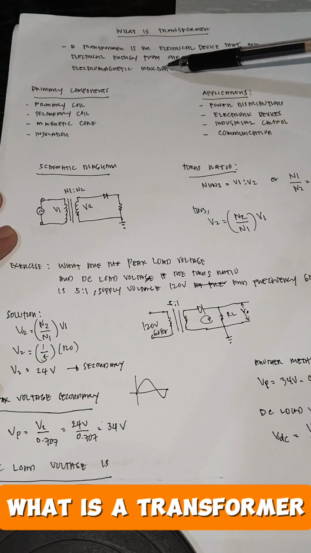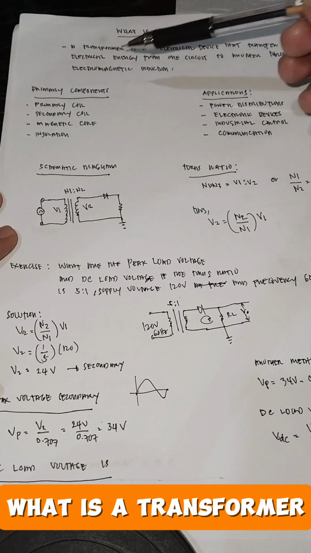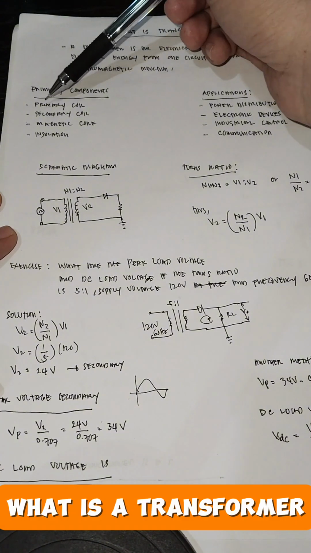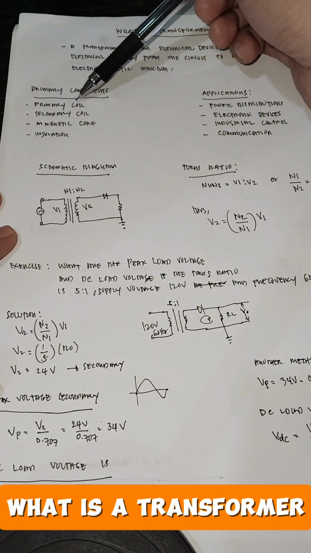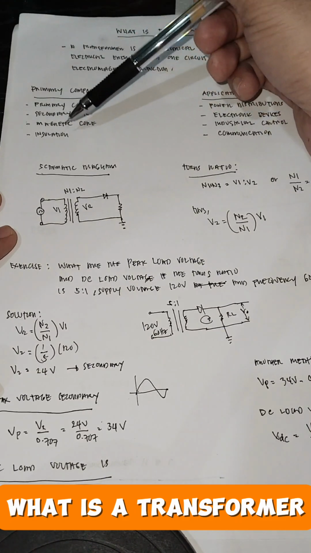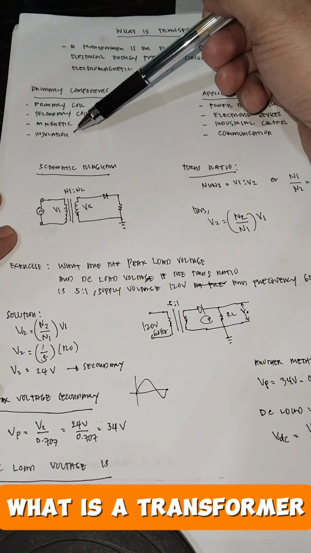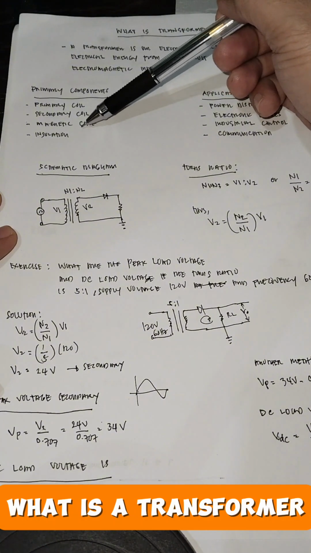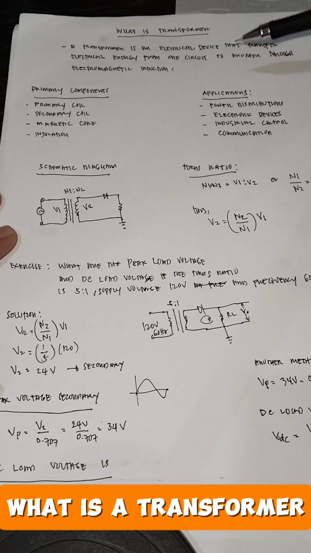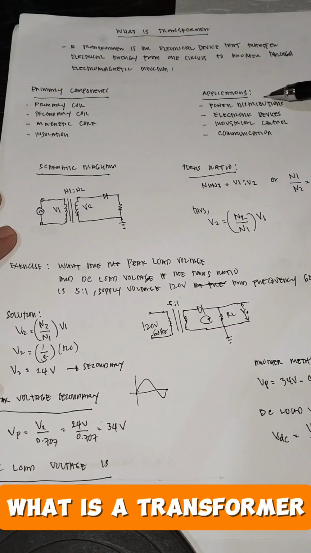through electromagnetic induction. Okay? So we have the primary components of the transformer: a primary coil, secondary coil, magnetic core, and insulation. There are many types of insulation used in a transformer during manufacturing. The applications of the transformer are power distribution, electronic devices, industrial control, and communications.